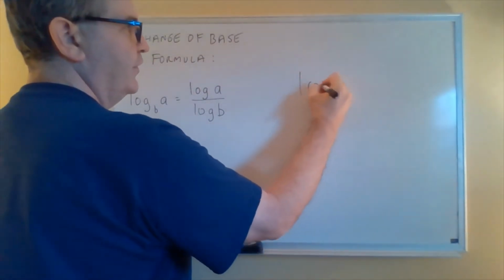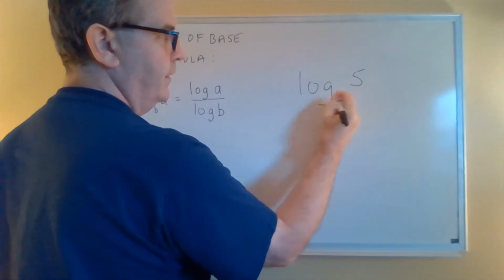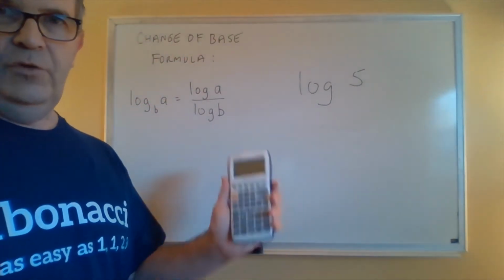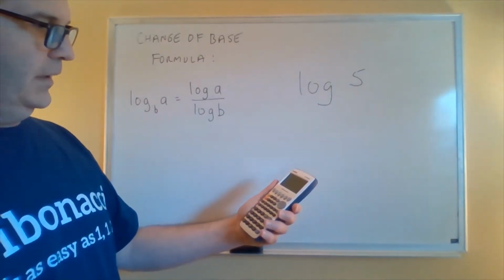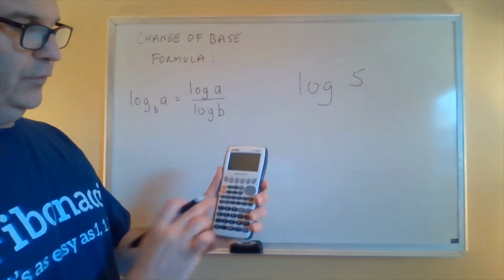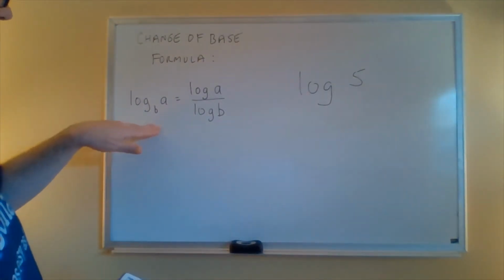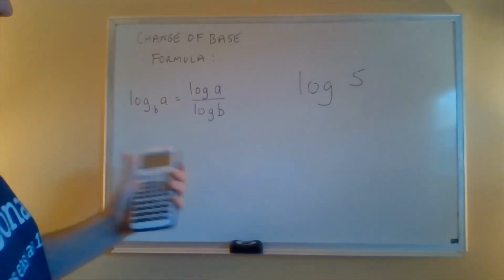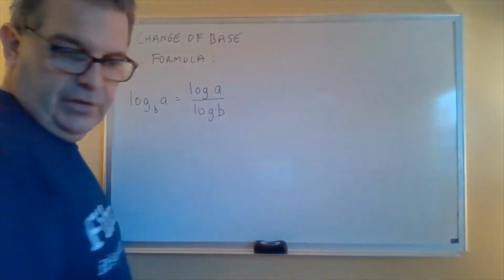Whenever you have just log and a number, and it doesn't say there's a base down here, it is assumed that it's base 10. When you pull out your calculator and find your log button, that is assumed base 10. So what we are doing is changing this to a base 10 logarithm over a base 10 logarithm, and we can use our calculator to figure these out. Let's go through a few examples and see how this works.